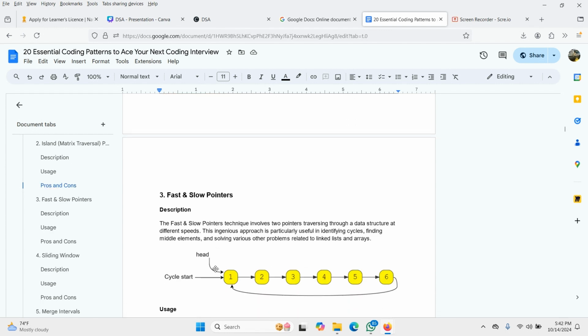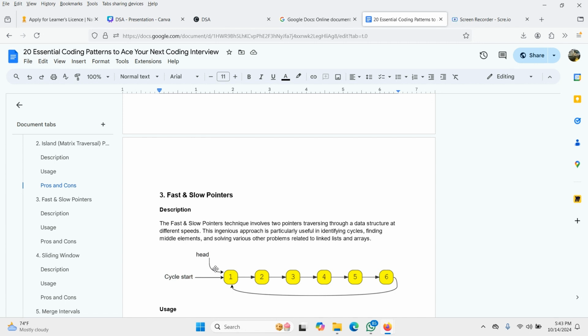The next coding pattern is the fast and slow pointer. The fast and slow pointer technique involves two pointers traversing a data structure at different speeds. I know this type of problem will mostly be used in the linked list scenario.